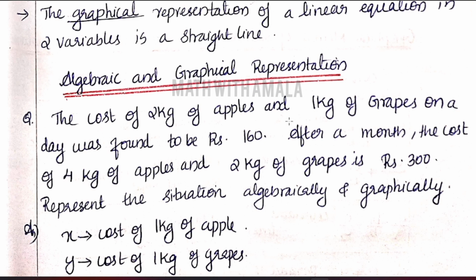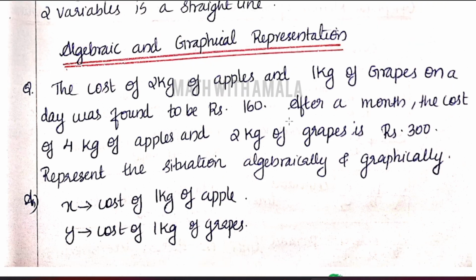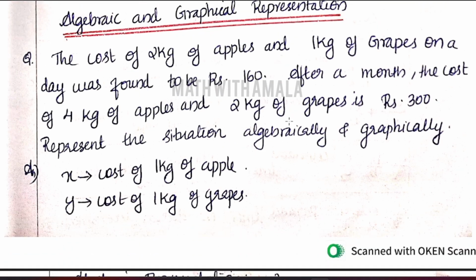You have a question here. The cost of 2 kg of apples and 1 kg of grapes on a day was found to be rupees 160. After a month, the cost of 4 kg of apples and 2 kg of grapes is rupees 300. Represent the situation algebraically and graphically.